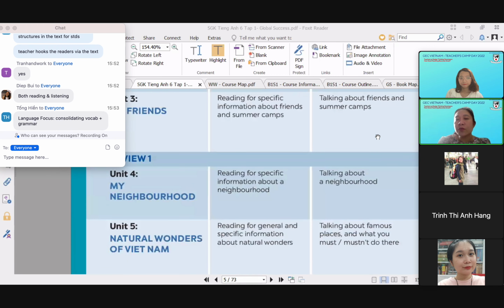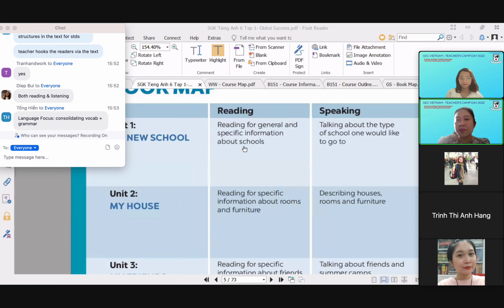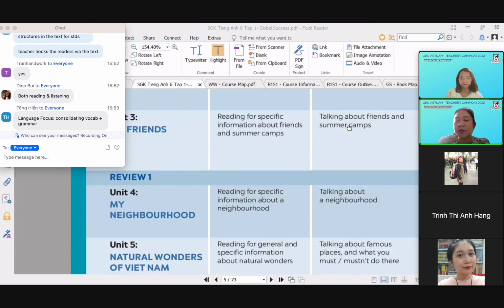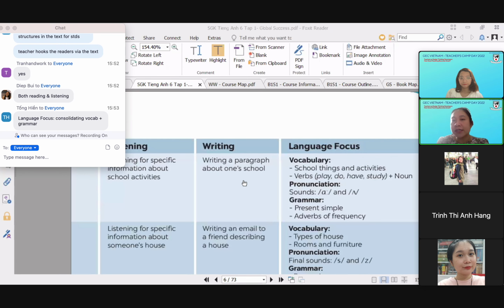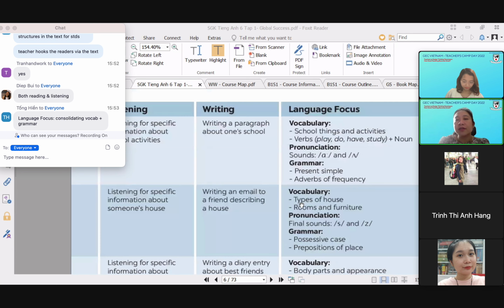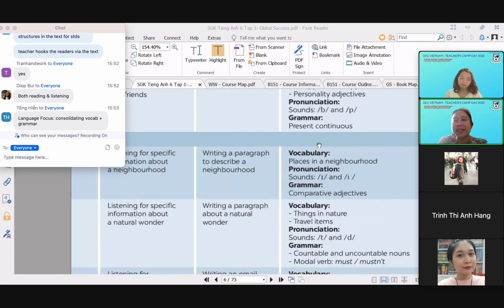So language becomes a means for communication from reading, speaking, listening, and writing, and language becomes an end, the outcome for the learners at the end. I think I can see a task-based approach in here. Yeah, so let's see how the lesson is designed, okay?